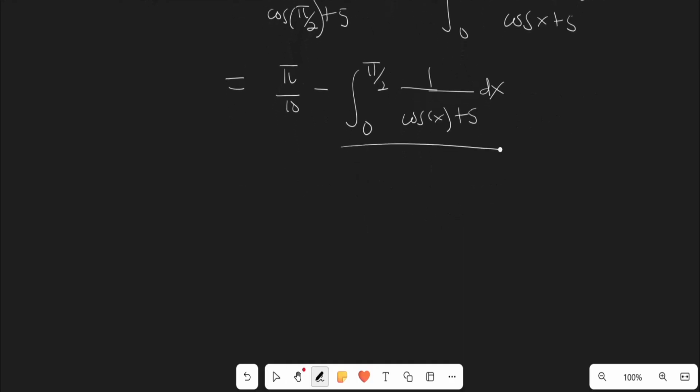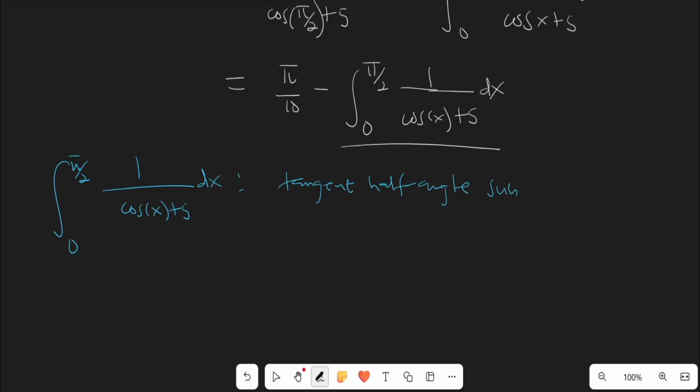With this integral, we are going to use the tangent half angle substitution, or what we call the Weierstrass substitution. So the integral from 0 to pi over 2 of 1 over cosine of x plus 5 dx. Here we are going to use the tangent half angle substitution.